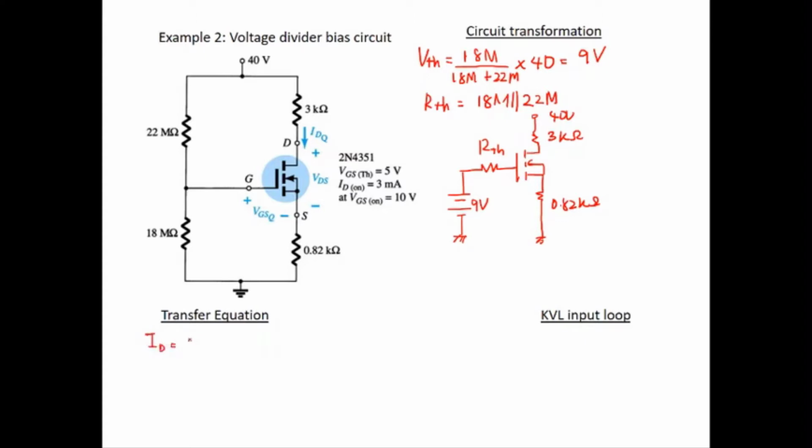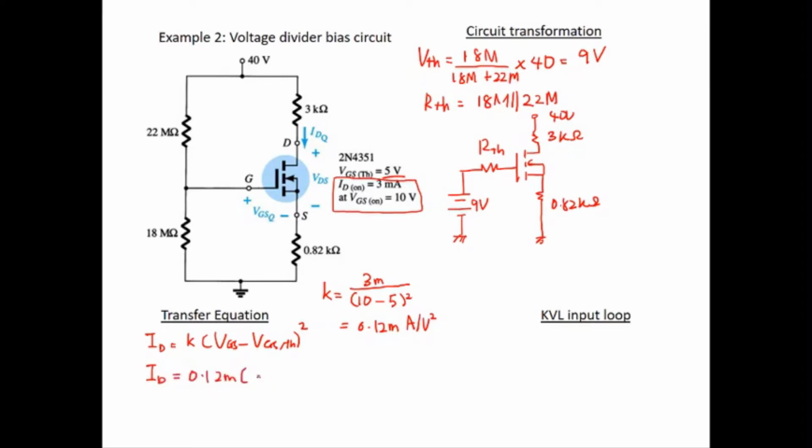Okay, so the next step is the transfer equation. The transfer equation is ID equal to K times VGS minus VGSTH, squared. VGSTH is 5 volt. However, K is not given, but ID on and VGS on are given. So you can calculate K equal to ID on, 3 milli, over VGS on, 10, minus VGSTH, 5, squared. This will give you the value of 0.12 milli, and the unit is ampere per volt squared. So now you get the transfer equation: ID equal to 0.12 milli times VGS minus 5, squared. So this is your first equation.